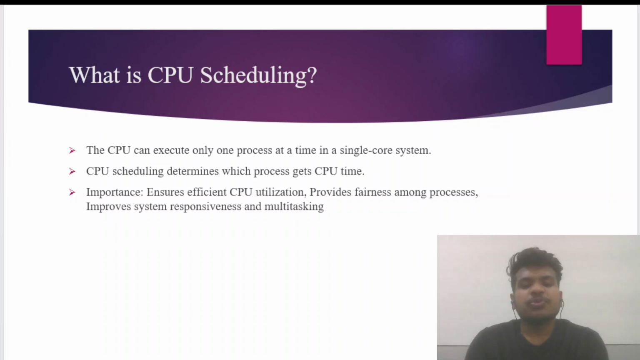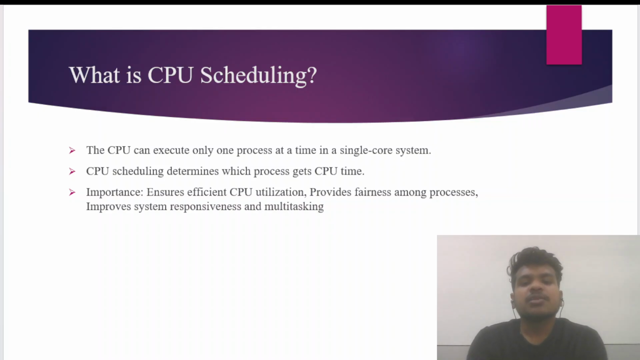The CPU, that is Central Processing Unit, is the brain of the computer, but it can only execute one process at a time on a single core system. It means that if it is executing a single program, then it cannot open or execute any other program. And since modern computers run multiple applications at once, the OS decides which process gets CPU time and for how long. This decision making process is called CPU scheduling.